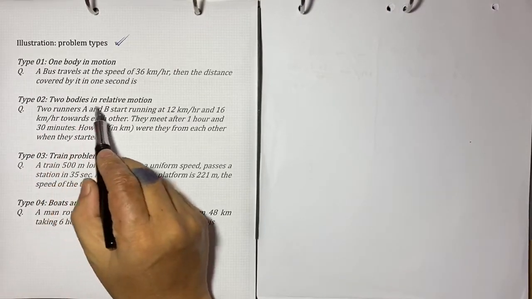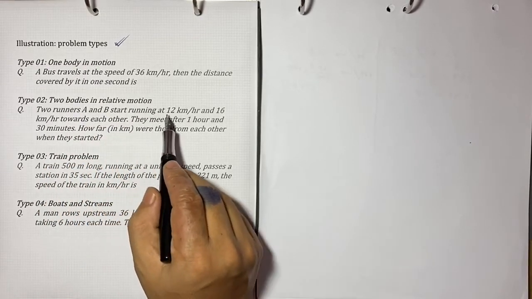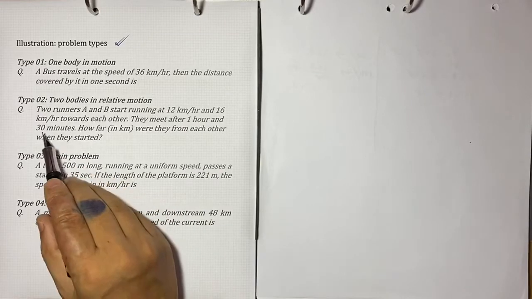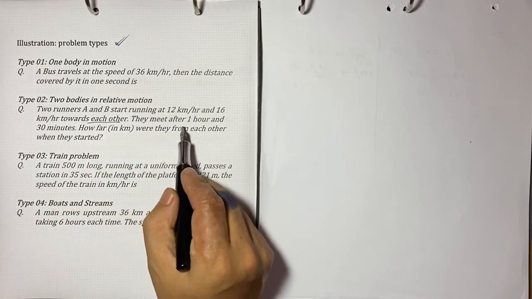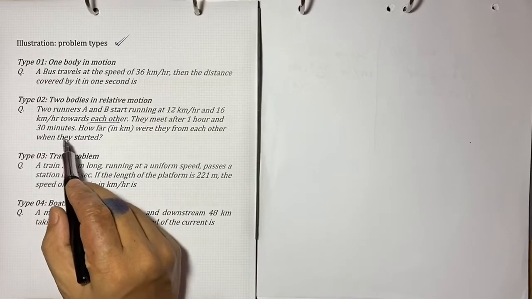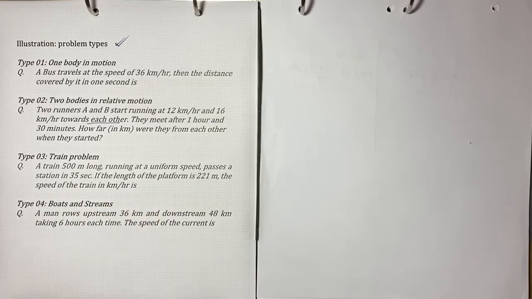Two bodies in relative motion. Two runners A and B start running at 12 km per hour and 16 km per hour towards each other. They meet after 1 hour and 30 minutes. How far in kilometers were they from each other when they started?